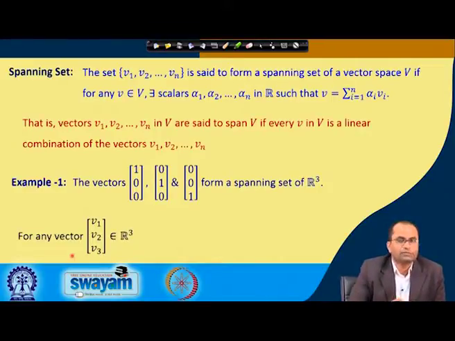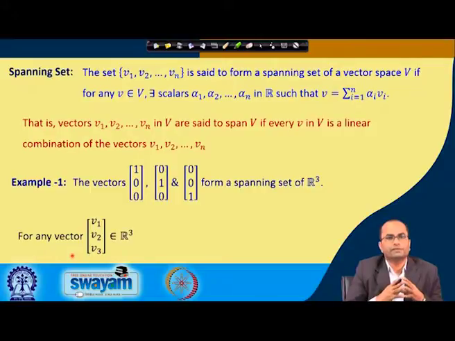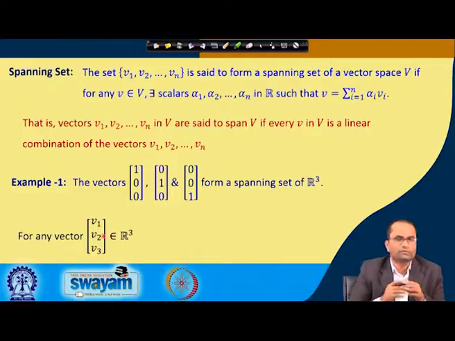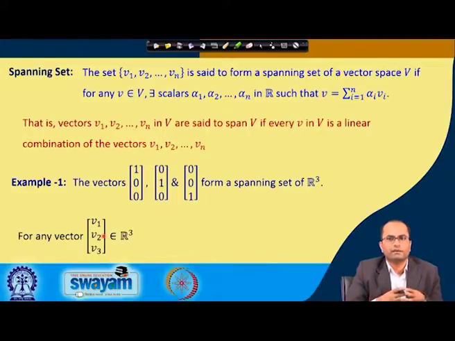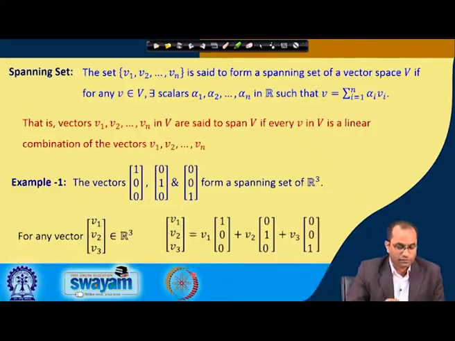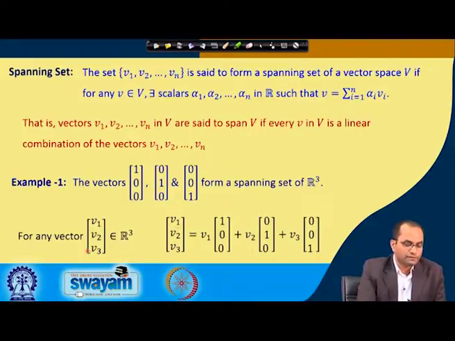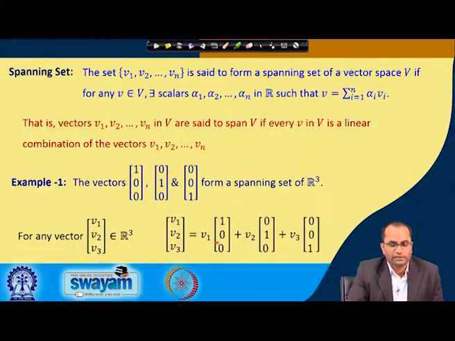For any vector, we take a general vector (v1, v2, v3), which can be any vector from R3. We are not restricting anything on v1, v2, v3. They can be any real number, meaning that this vector belongs to R3 and it is a general vector. What we are supposed to do now is show that this vector, a general vector from R3 without any restrictions, we can write as a linear combination of these given vectors.